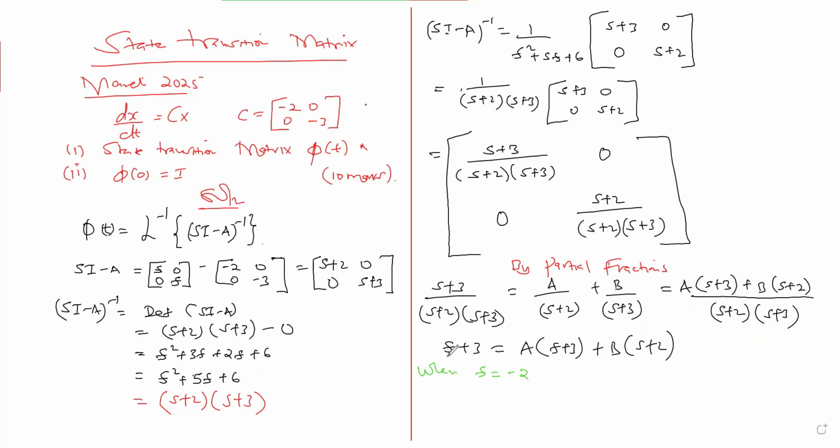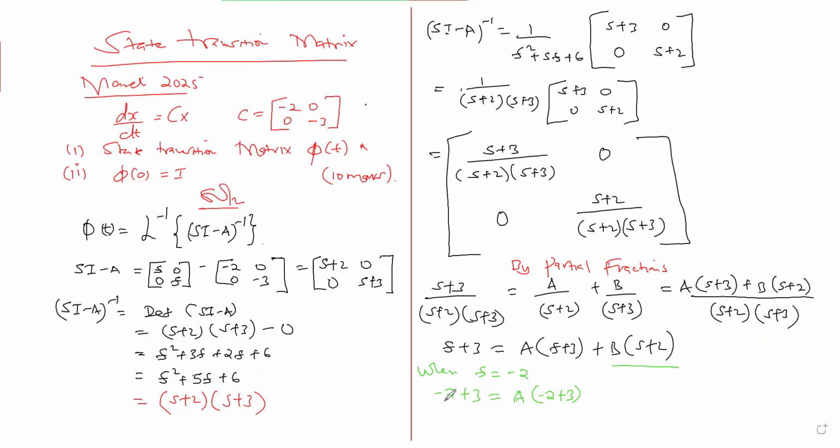So here there is an s on this side. Here it will be negative 2 plus 3, equals a times bracket negative 2 plus 3. And here it will be 0.